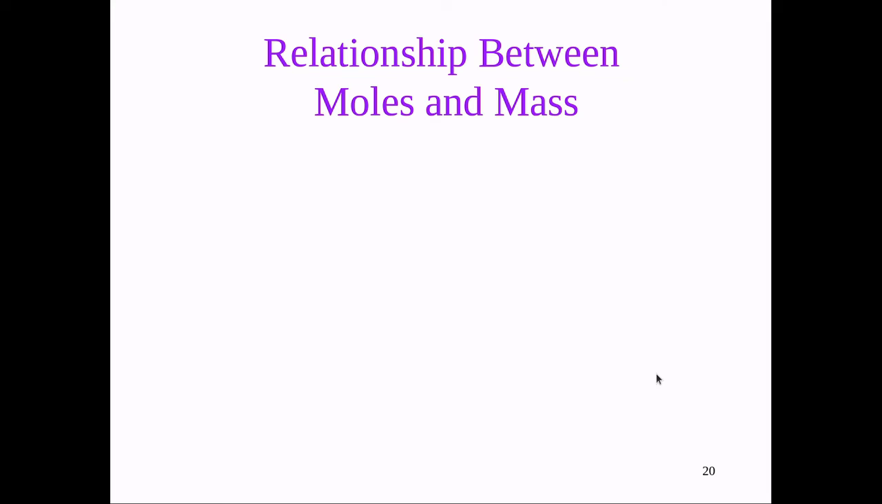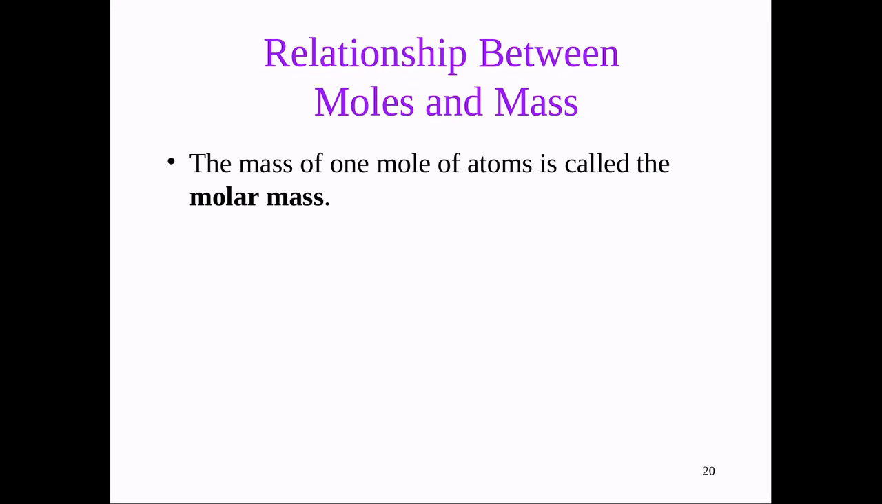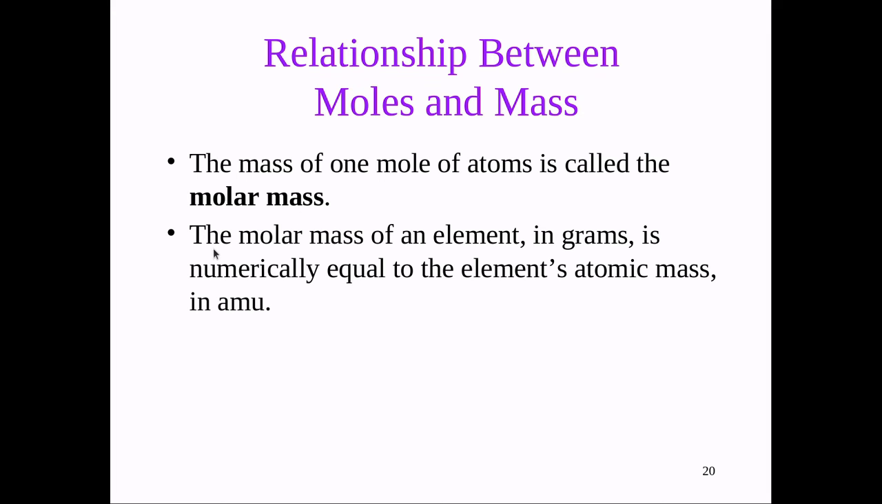So now we've mastered going between moles and atoms. Let's start talking about the relationship between moles and mass. All right. So we have learned that the mass of 1 mole of atoms is called the molar mass, or formula, and for a molecule, it's going to be the formula mass. The molar mass of an element in grams is numerically equal to the element's atomic mass in AMU. Okay, that is the same thing as what I said before about the units.